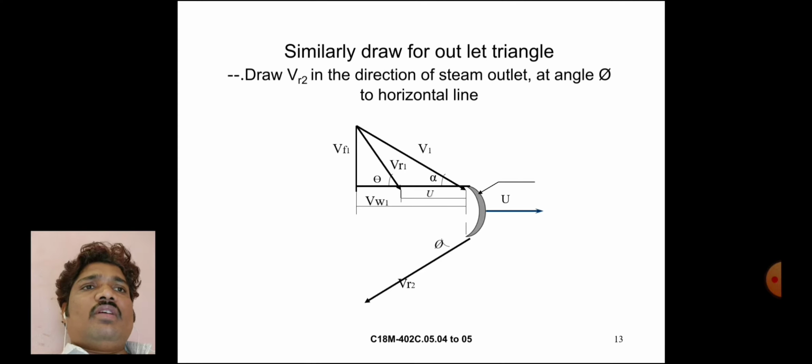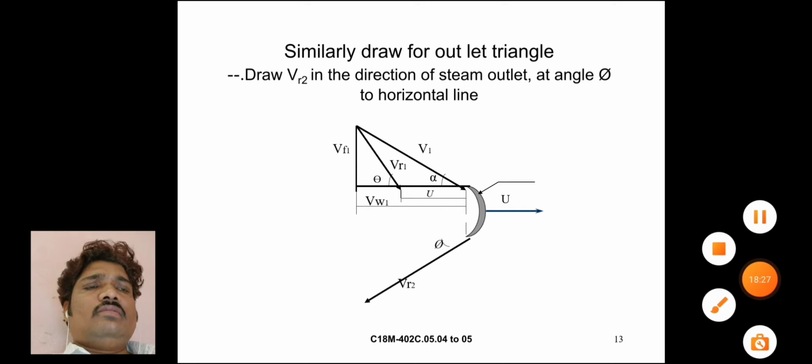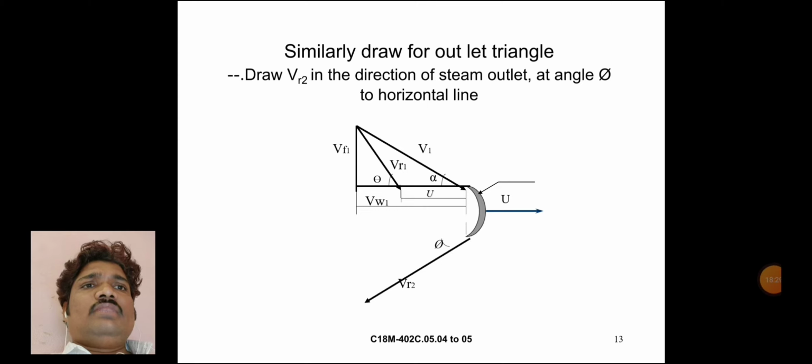Similarly, draw the outlet triangle. Draw VR2 in the direction of steam outlet at angle phi to the horizontal line. Angle phi is to the horizontal line.